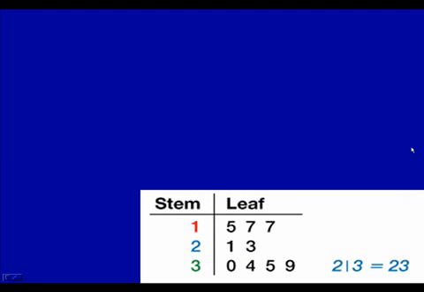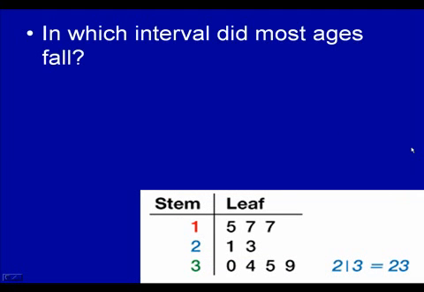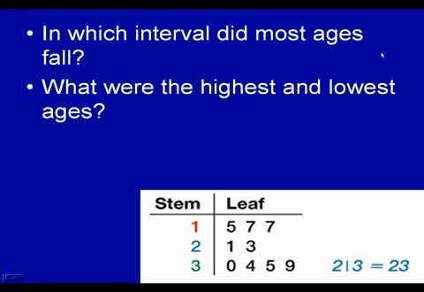So here's that same stem and leaf plot. Let's see if we can answer some questions. Which interval did the most ages fall? Well, there's 4 of them in this interval. And that would be the interval from 30 to 39. So we would say the interval from 30 to 39.